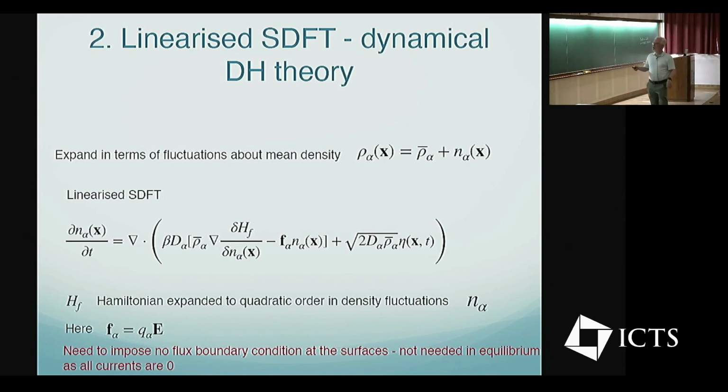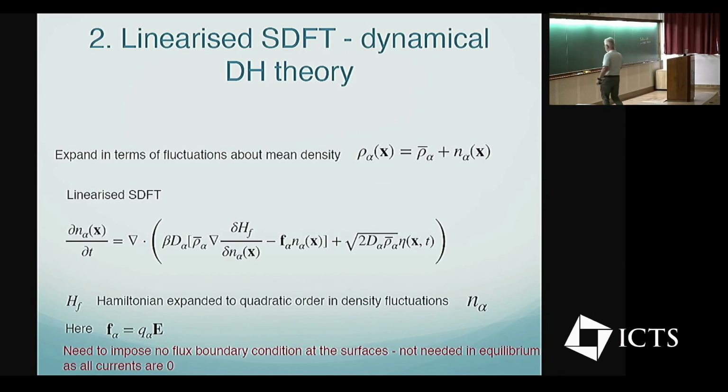So what I want to do here is take my Hamiltonian and expand it. H_F is just the Hamiltonian expanded to quadratic order in the density fluctuations. So it's basically these quadratic terms, n plus squared, n minus squared, plus the interaction. And of course the external force here is F_alpha equal to Q_alpha times E, okay?